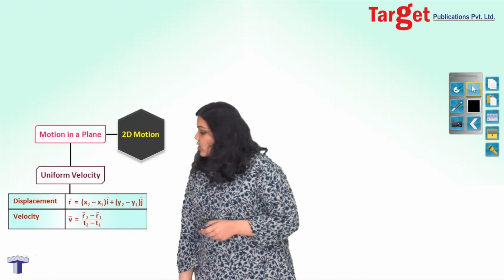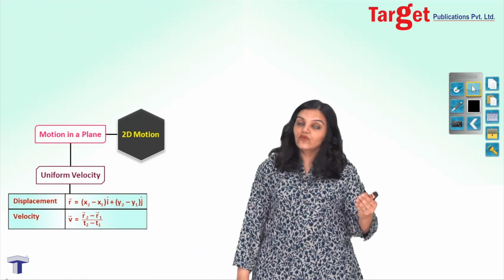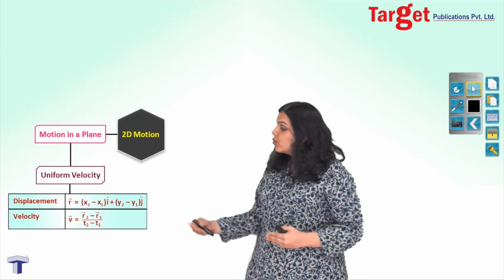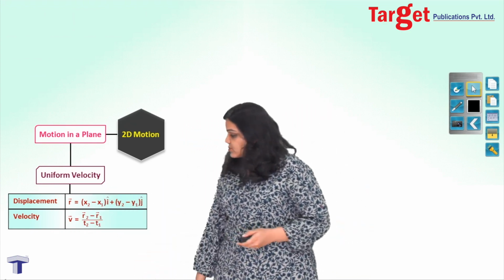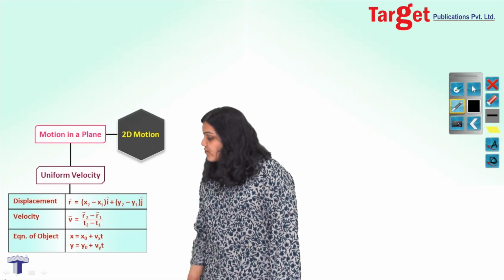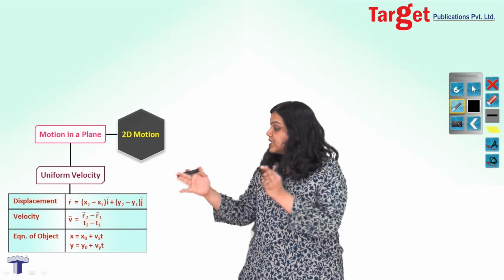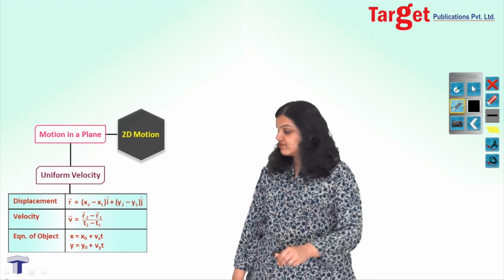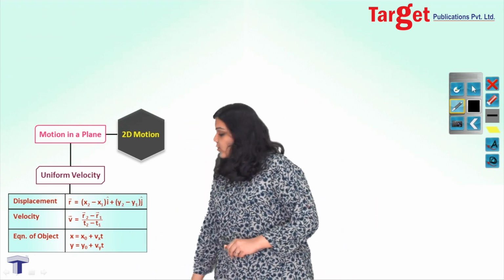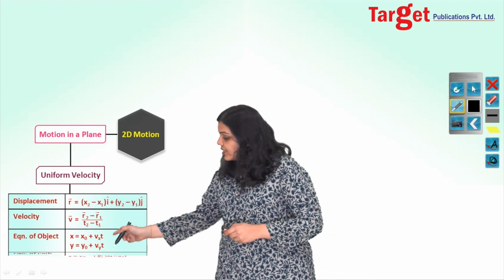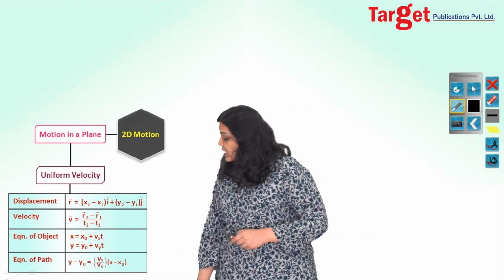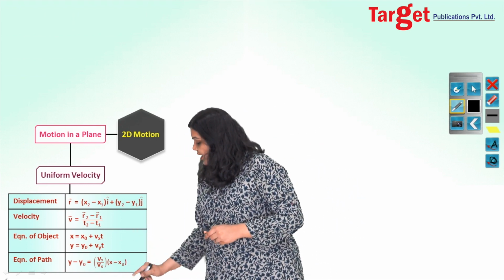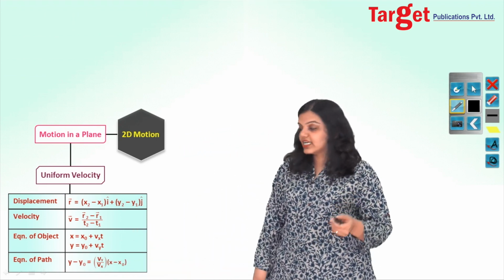The next vector is the velocity vector, and you must know by now from motion in 1 dimension that velocity is the rate of change of displacement. So you can find velocity from displacement. We then have the equation of the object in 2D, and here you will see that the equation is x is equal to x naught plus vxt and y is equal to y naught plus vyt. Finally, we have the equation of path, and here the equation is y minus y naught is equal to Vy by Vx, x minus x naught. I will discuss this in detail.